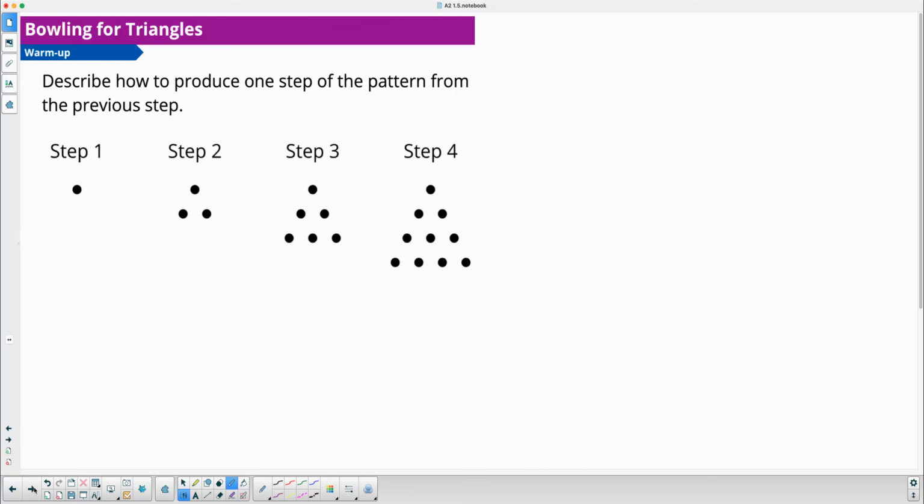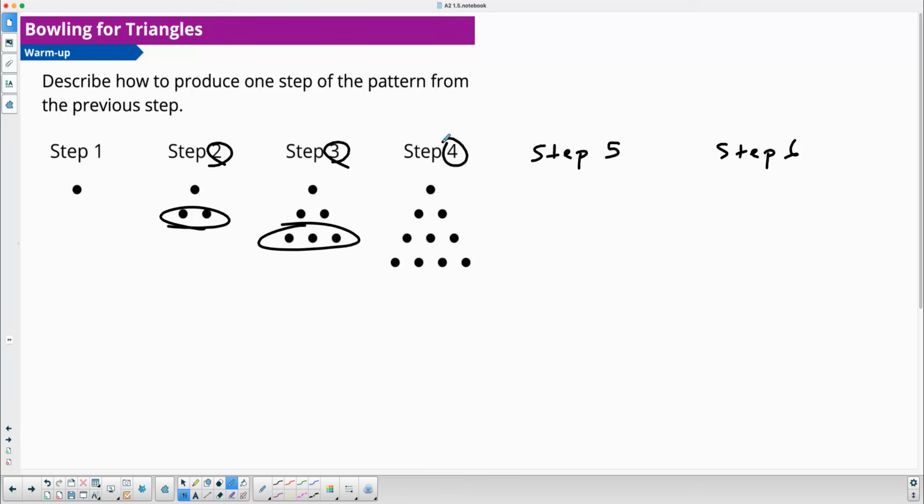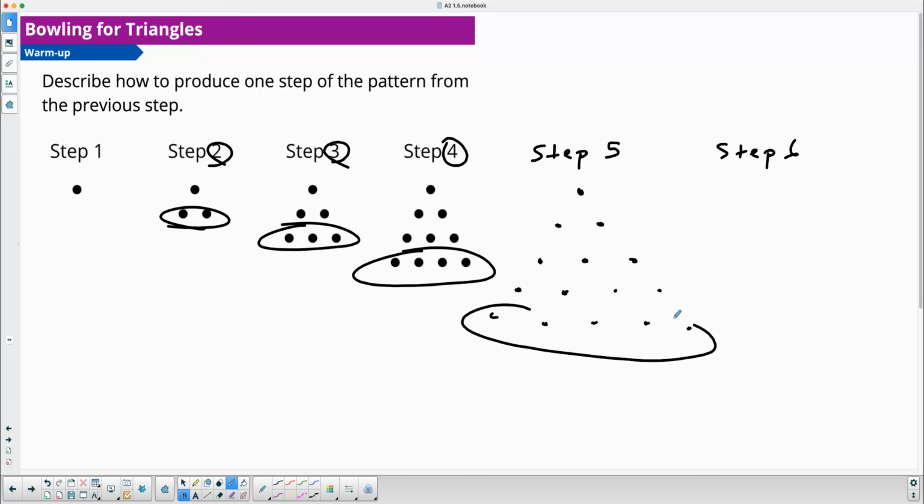All right, so here's our warm-up. Describe how to produce one step of the pattern from the previous step. So take a minute, pause the video, and analyze the pattern here. And let's see if we can come up with the next couple terms and then see if we can describe it. So it looks like we start with one dot, and then in step 2, we had 2 dots. Step 3, we had a row of 3 dots. Step 4, we had a row of 4 dots. Step 5, looks like we need to add a row of 5 dots right there, okay?